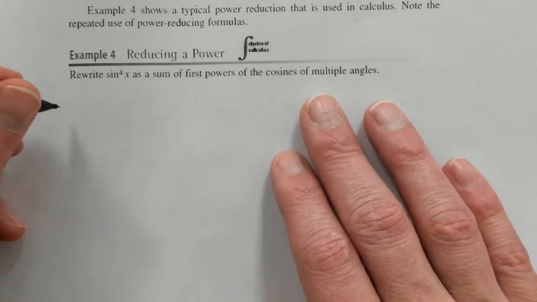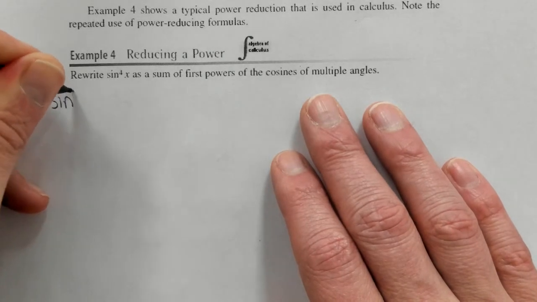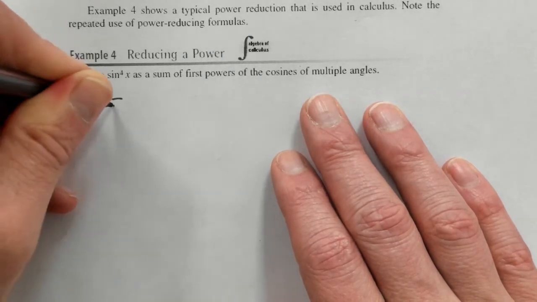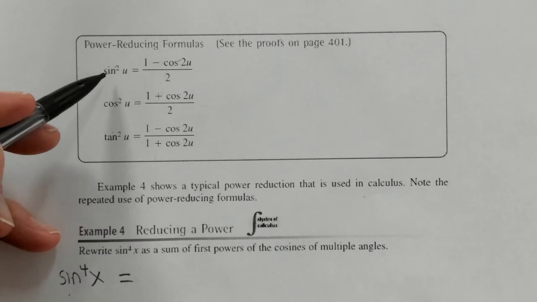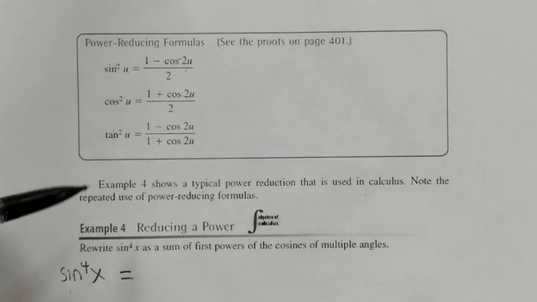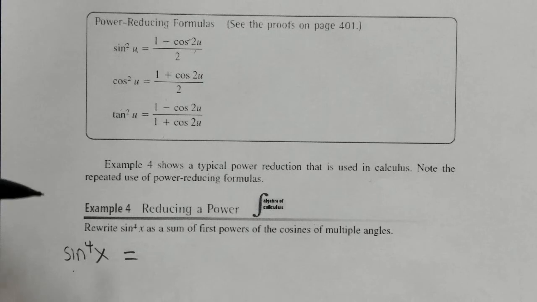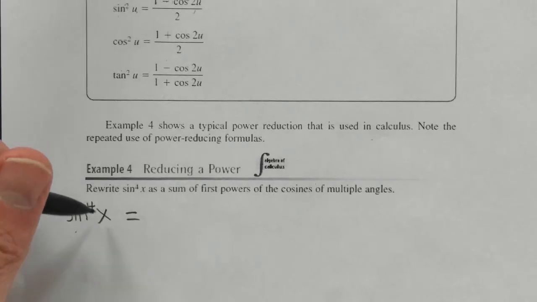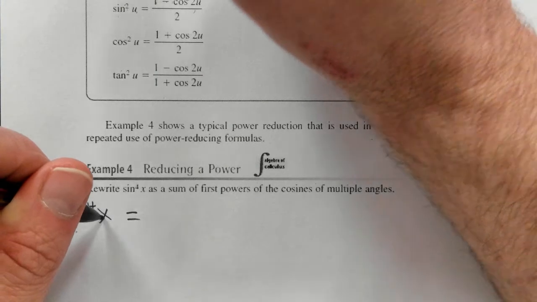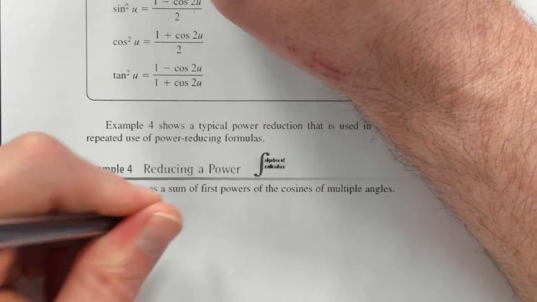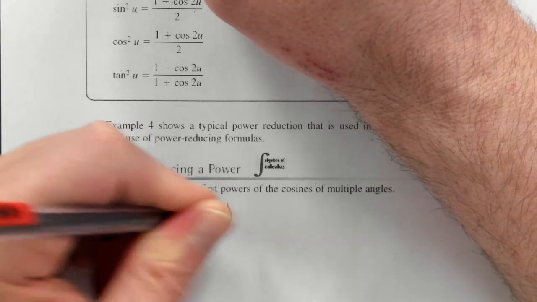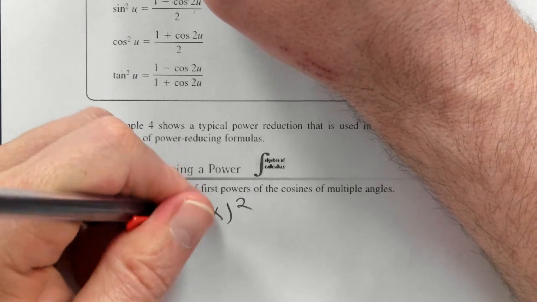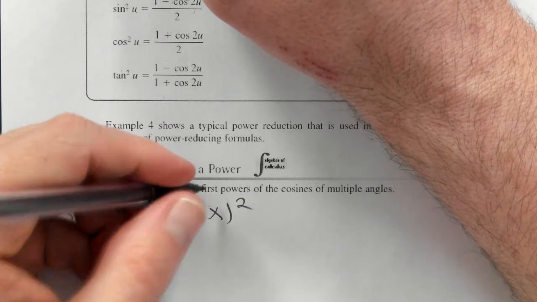All right, so let's see, how can we do it? So I want to take this thing, sine to the fourth of x, and I want to see if I can start trying to reduce this power down. Okay, so sine squared is equal to 1 minus cosine of 2u over 2. All right, so what I can do is rewrite sine to the fourth of x as sine squared x, to the second power. All right? So that's the first thing that we need to notice, is it can be written in this form.